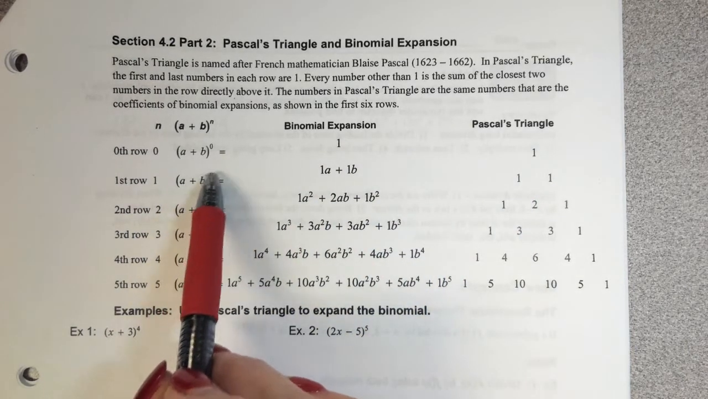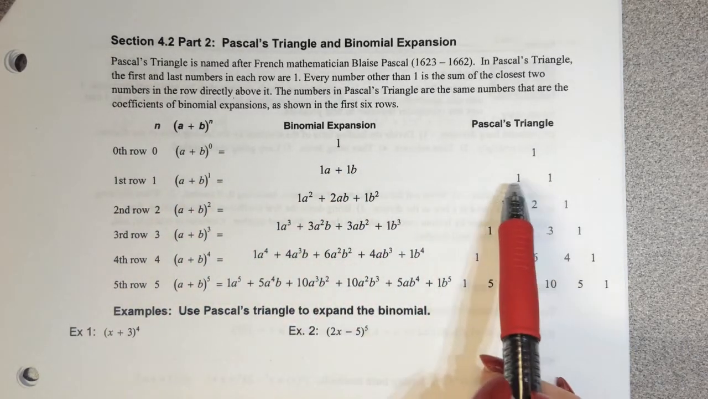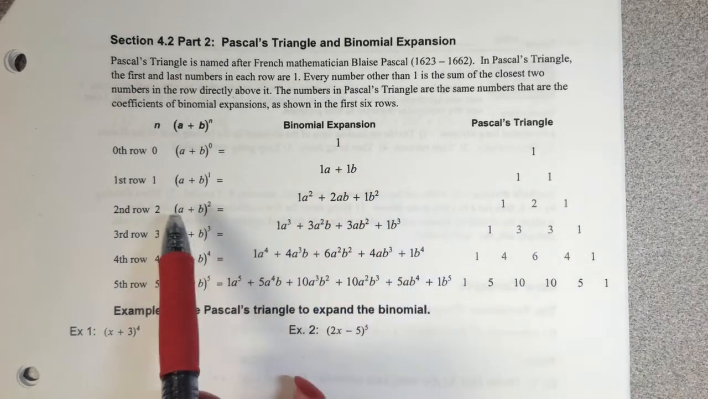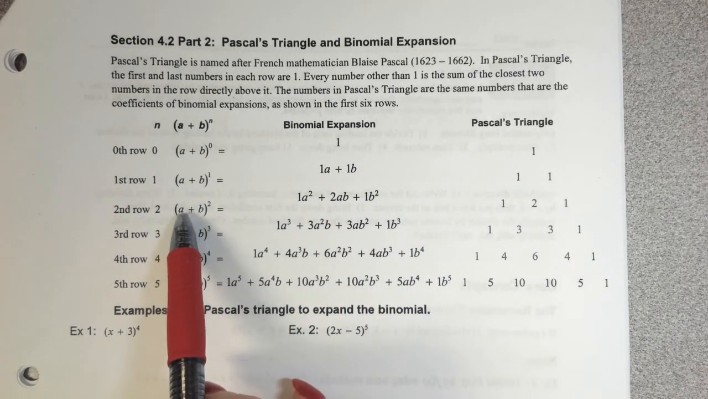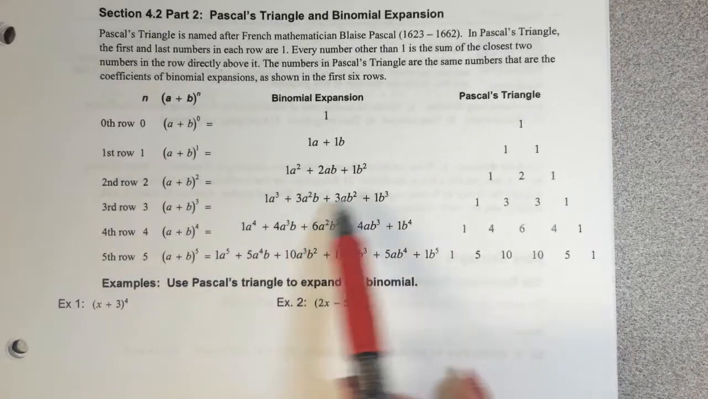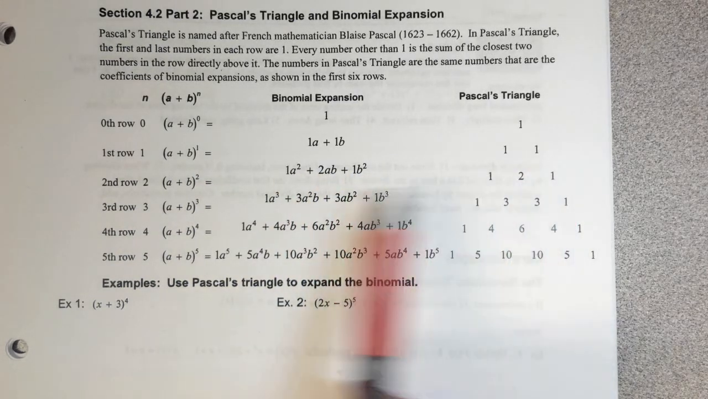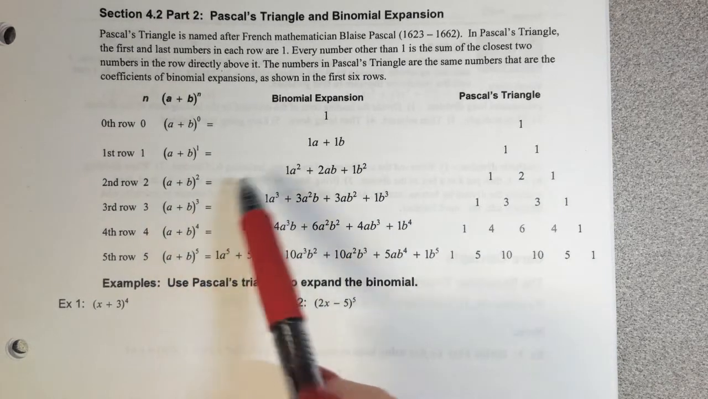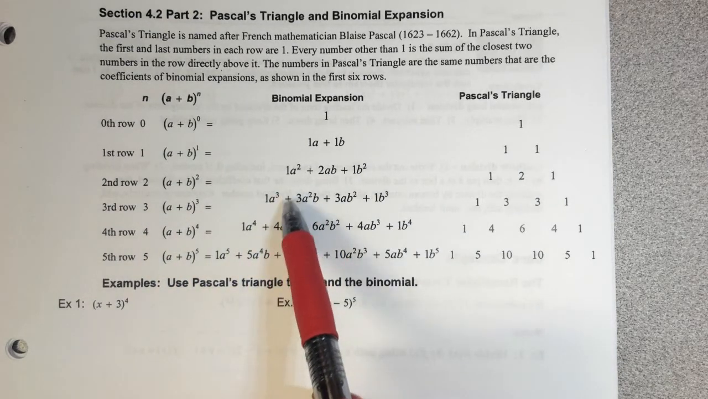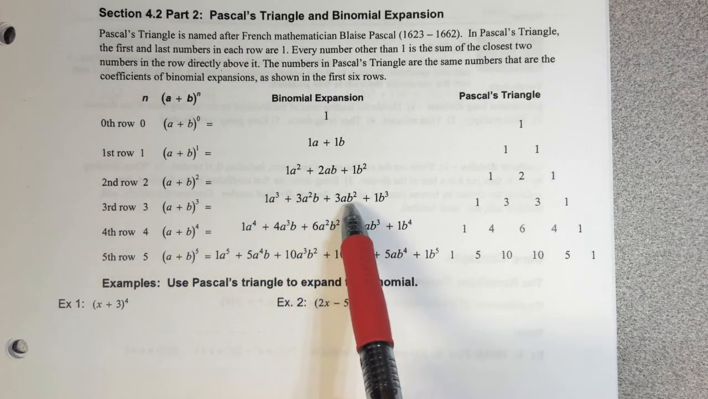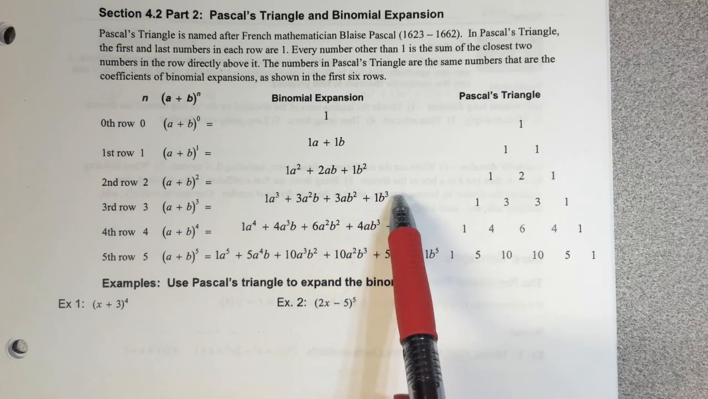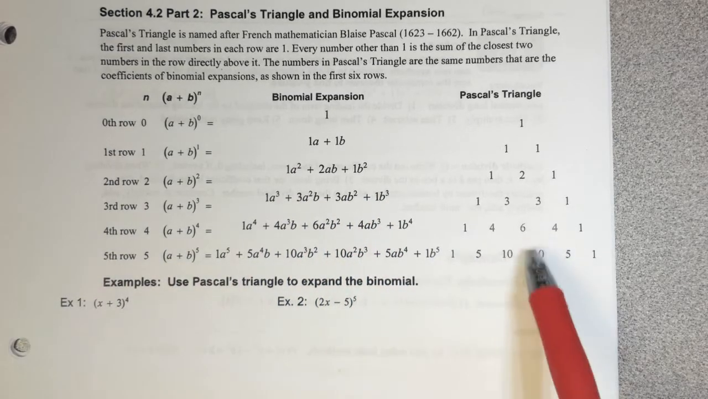If I have a plus b to the first, that's just going to be 1, 1 as the coefficients. We talked yesterday how if we have a plus b squared, those coefficients are 1, 2, 1. Then when we had it cubed, we saw how it went 1a cubed plus 3a squared b plus 3ab squared plus 1b cubed. Okay, so we had all of these numbers.